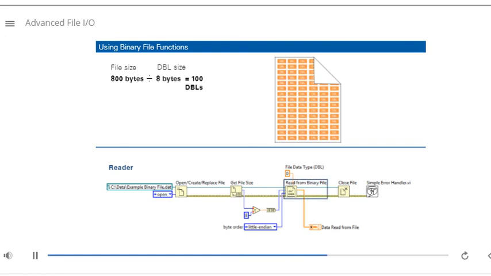Then, the read from binary file function is configured to interpret the read data as a DBL, and is configured to read 100 DBLs from the file. Compared to other formats, binary files are complex to work with and require an intimate knowledge of the file format. You should evaluate using text and TDMS files before considering using binary files.